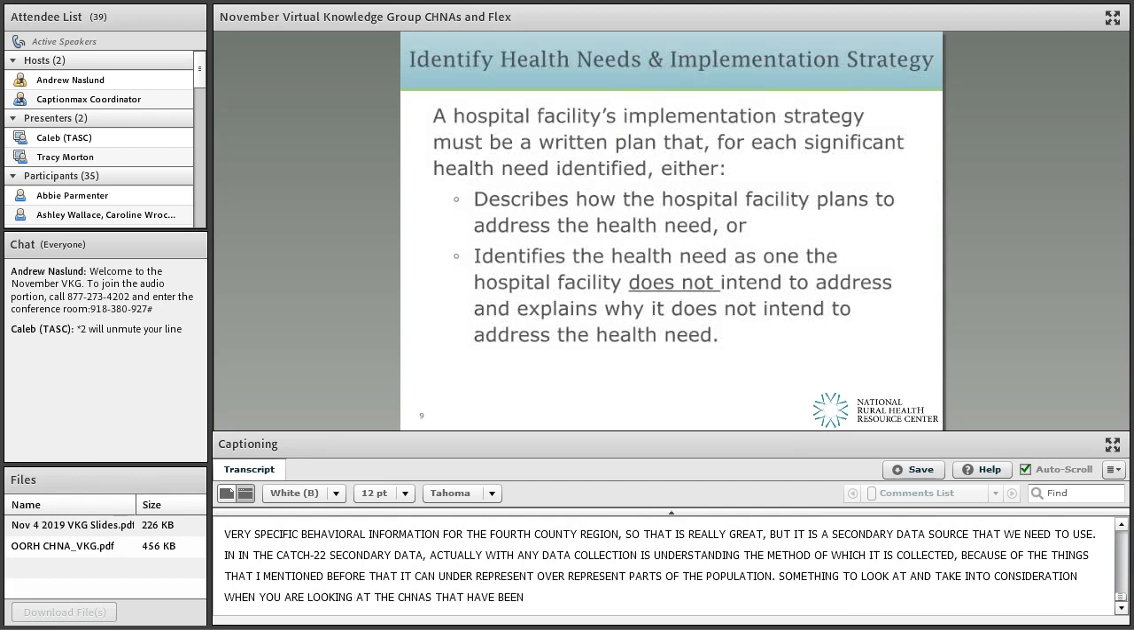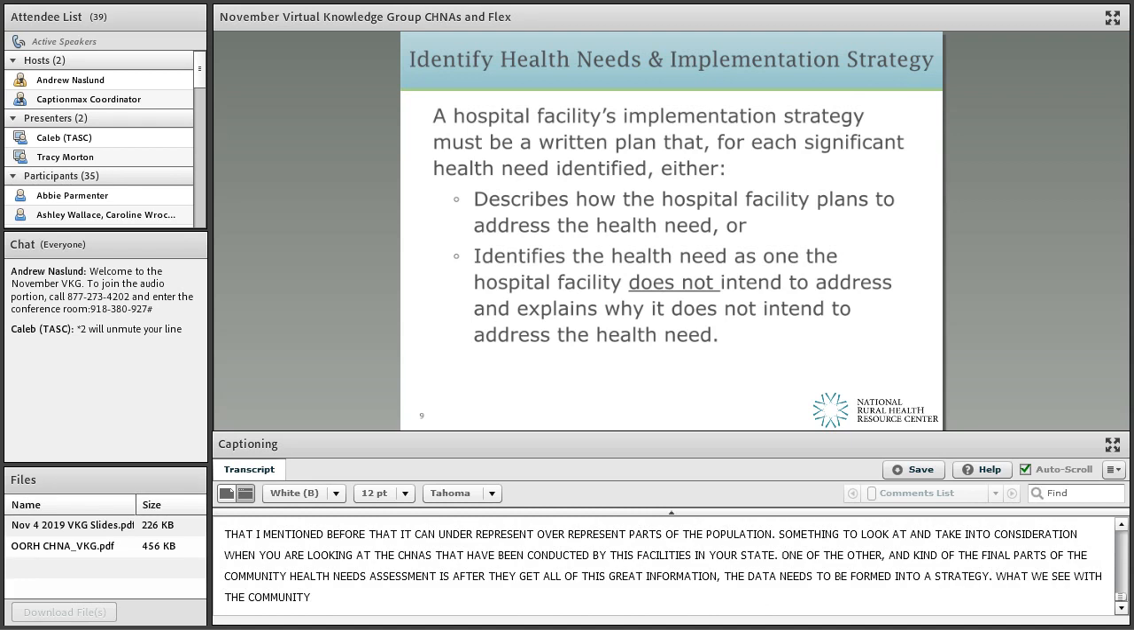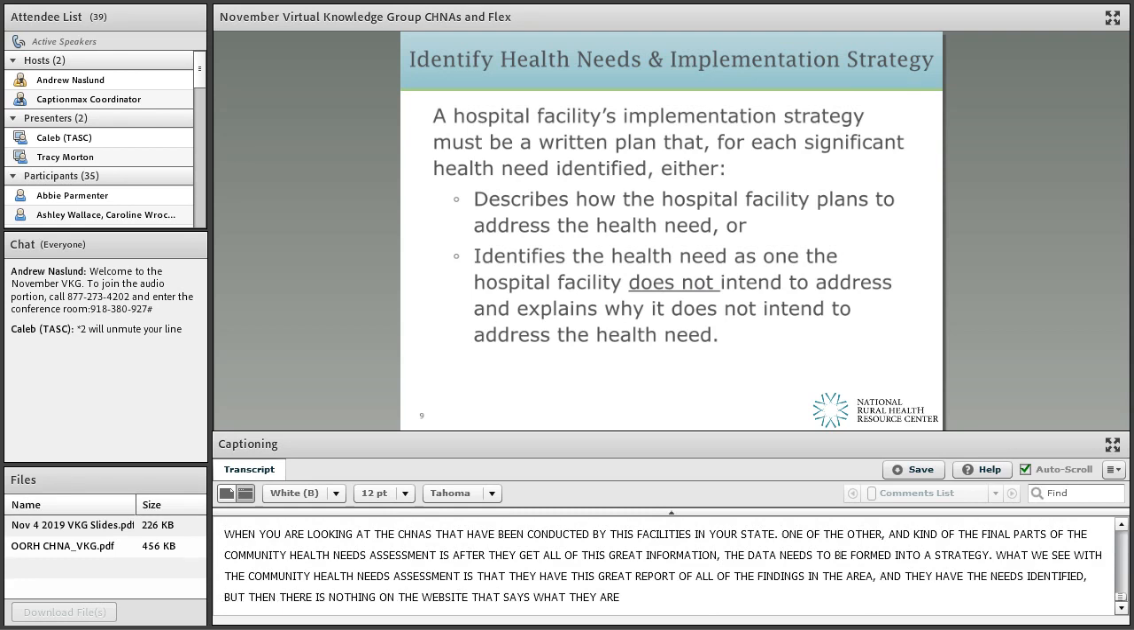So that's really great, but it's a secondary data source that we need to use. And the catch-22 with all secondary data, actually with any data collection for any purpose, is understanding the methods with which it was collected, because of things I just mentioned before, how it could underrepresent or overrepresent certain parts of the population. So just something to look at and take into consideration when you're looking at the CHNAs that have been conducted by the facilities in your state.